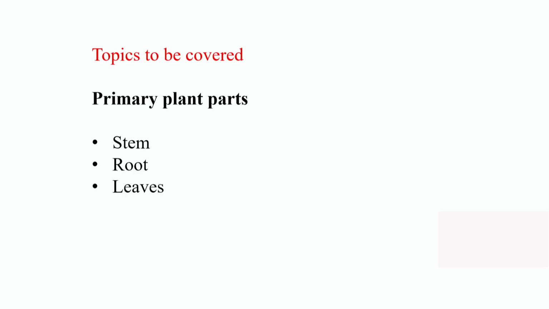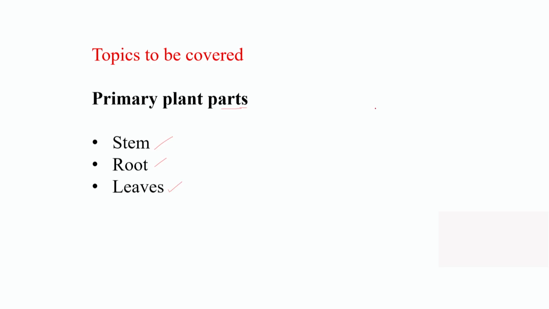We have talked about the epidermal tissue system, the ground tissue system and the vascular tissue system, and now we will discuss how these different types of tissue systems are arranged to give rise to different organs of a plant, or different parts or structures of a plant. So, in this module, we will be talking about the important parts of a plant. Mainly, we will be discussing the stem, root and leaves.